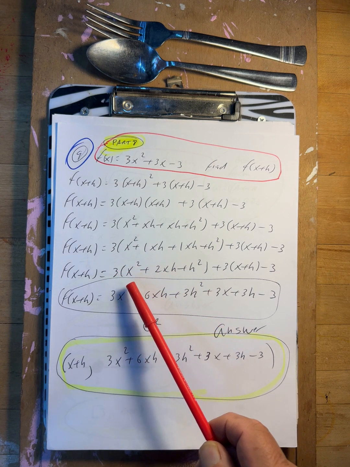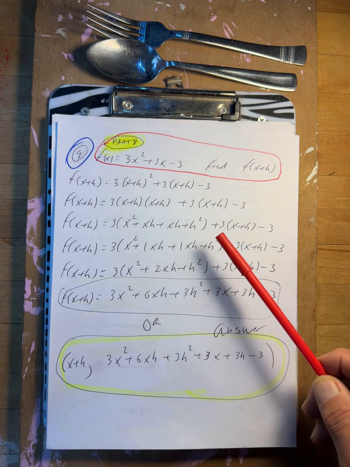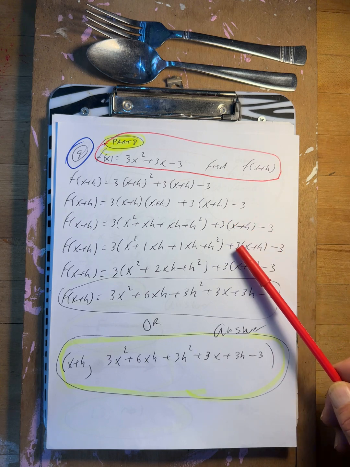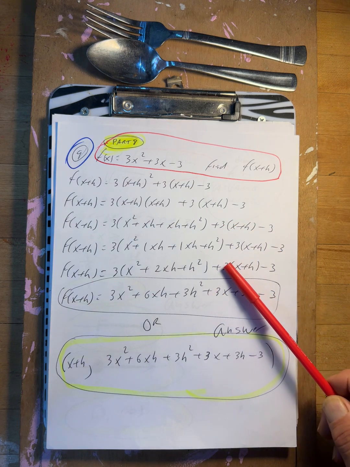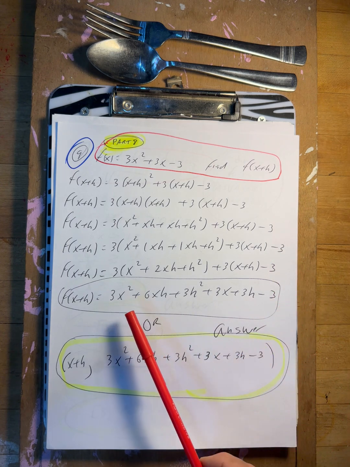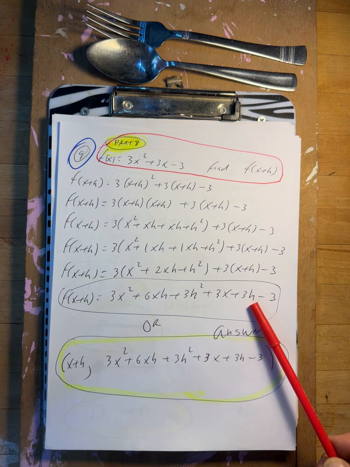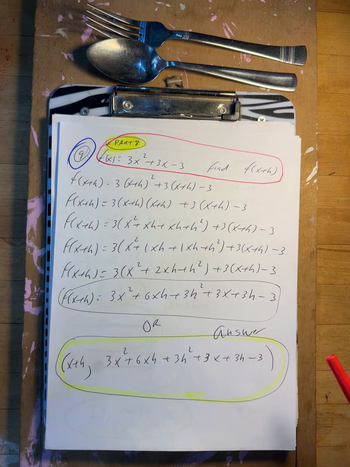Multiply this out. 3 times that, 3x squared. 3 times that is 6xh. 3 times that is 3h squared. Over here on the other side, 3 times x plus h is 3 times x is 3x. 3 times h is 3h. And the negative 3, bring it down. So we have 3x squared plus 6xh plus 3h squared plus 3x plus 3h minus 3. That's it. We can't do anything else with this.